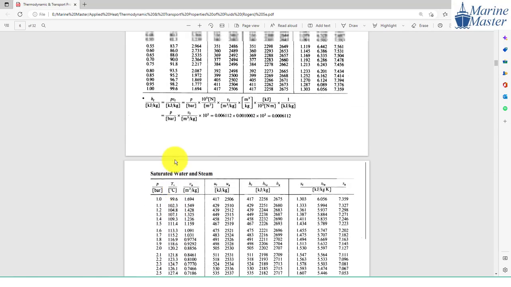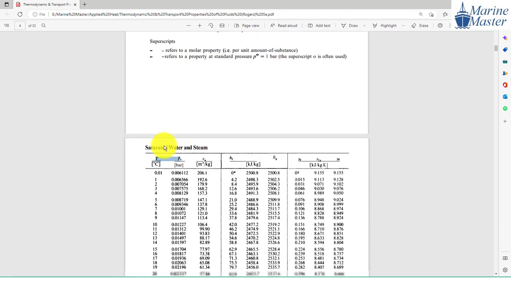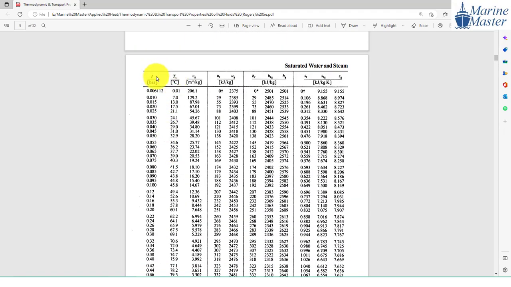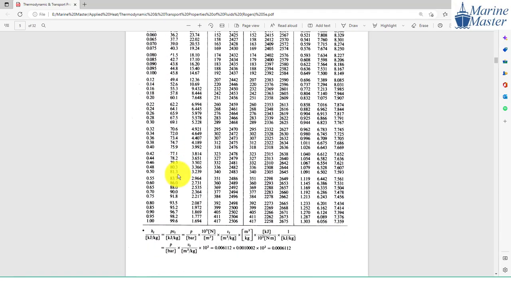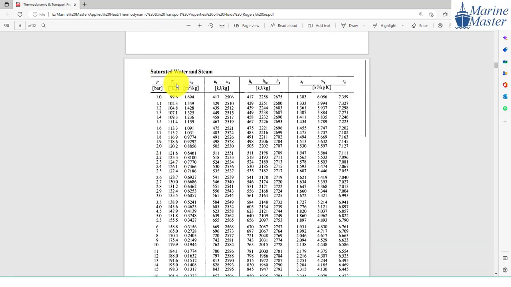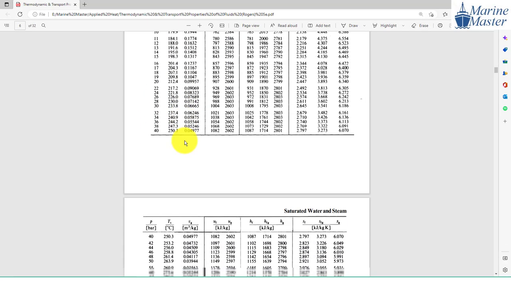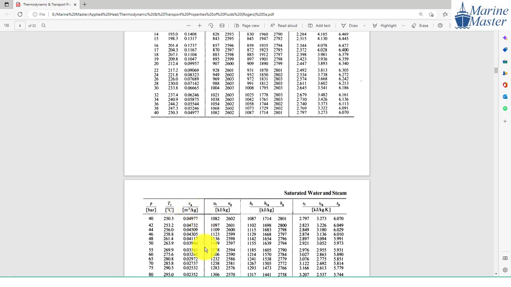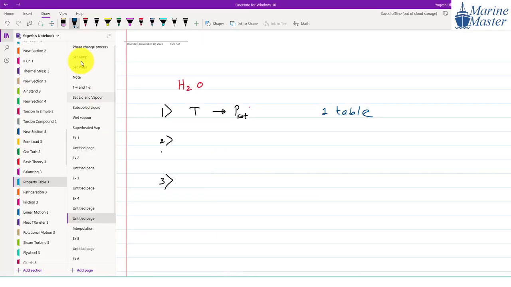So from here, first pressure-saturation table, second, and third. For this one we have a total of 3 tables: pressure and the corresponding T sat. So till now we have seen 4 tables.